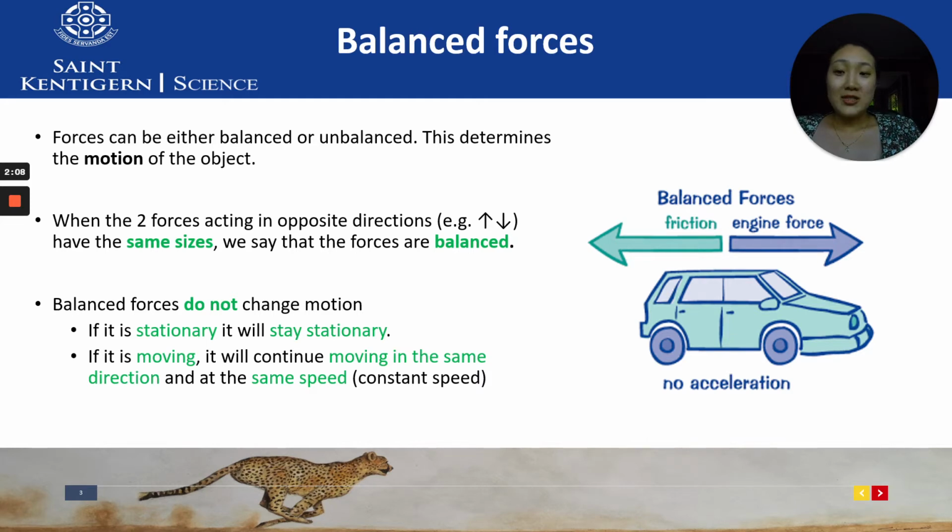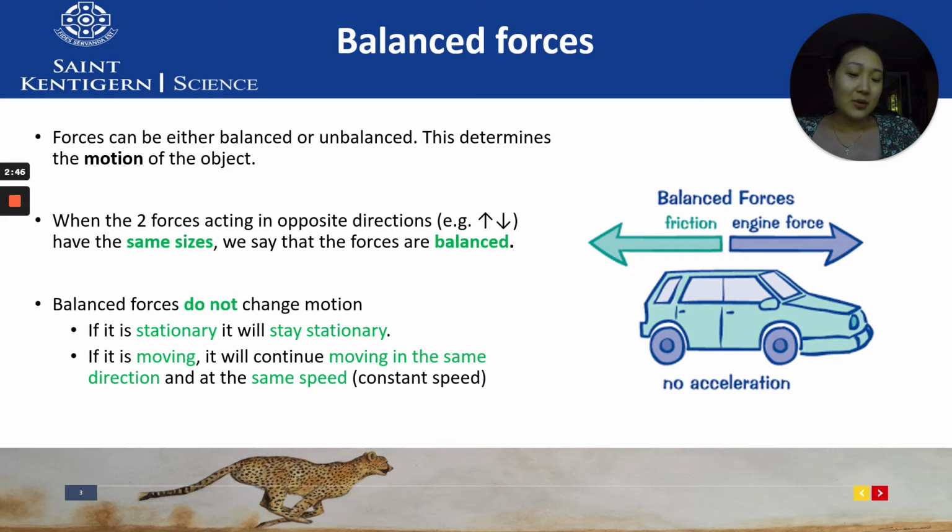Forces can either be balanced or unbalanced, and this determines the motion of the object. When we have two forces acting in opposite directions, and they have the same size, we say that the forces are balanced. Balanced forces don't change motion. For example, if the object is stationary, it will stay stationary. If the object was moving, it'll continue to move in the same direction at a constant speed.